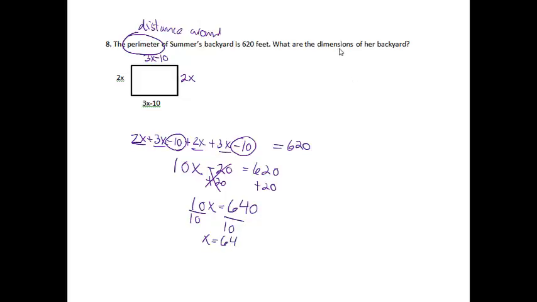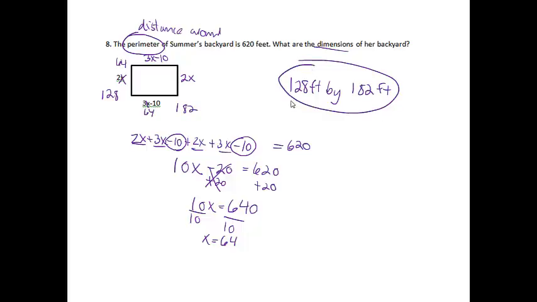So x is 64, but it says what are the dimensions? So I have to actually go up here and find them. If we have 2x, we know that x is 64. So 2 times 64 is 128. So that's one of my dimensions, 128 feet. And then by, now I'm going to put the 64 in here. So we'll do 3 times 64, which is 192, minus 10, which is 182. So my other dimension is 182 feet, and that would be my answer for that one.